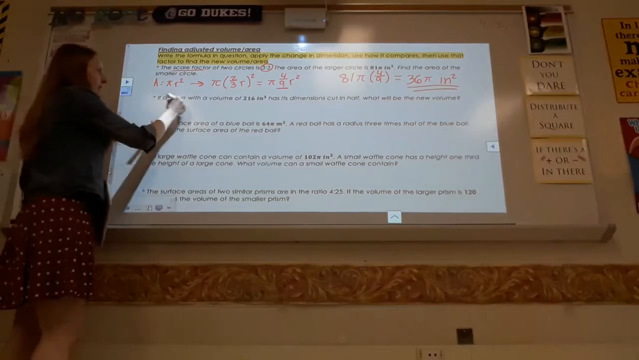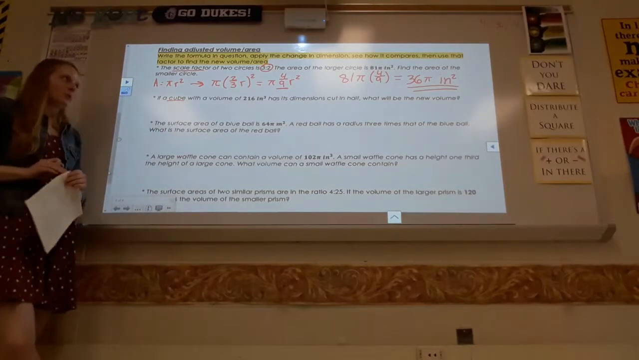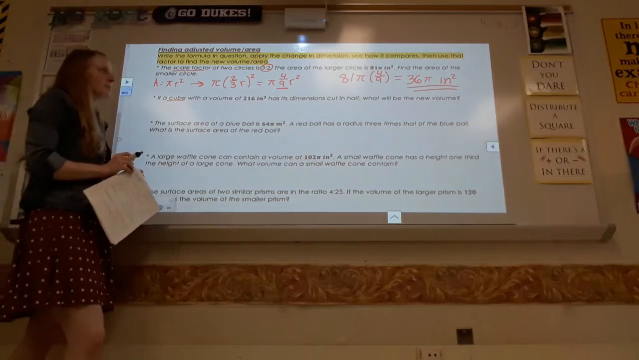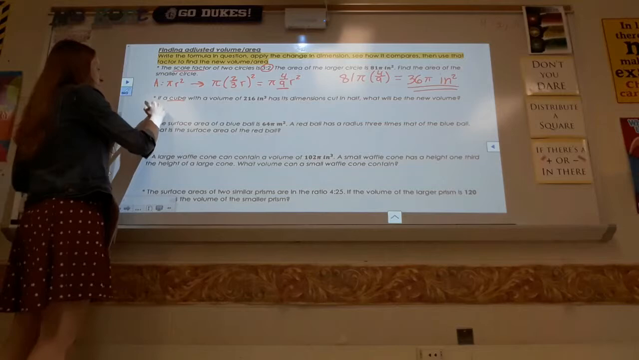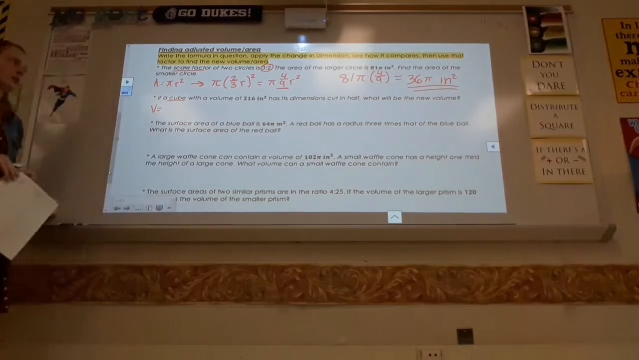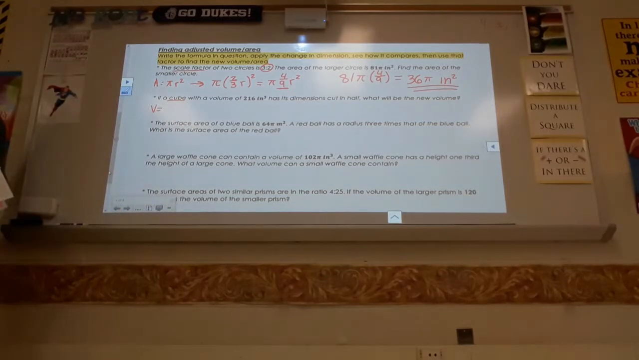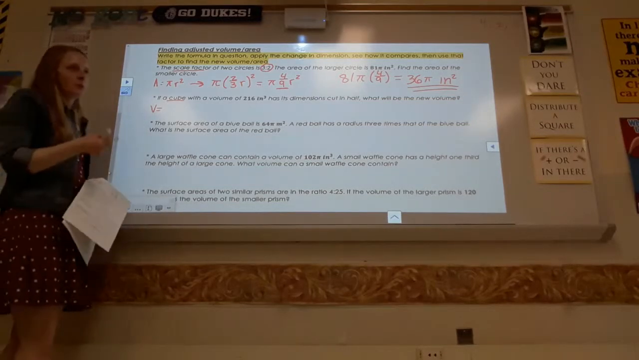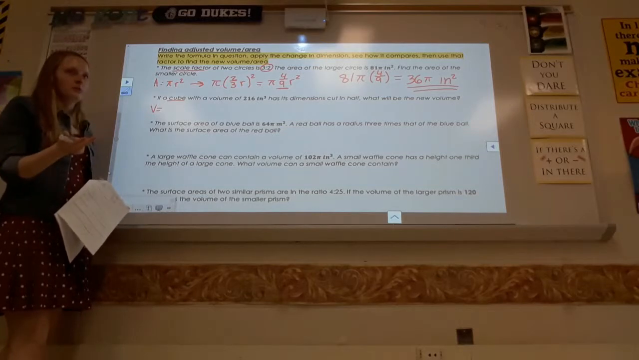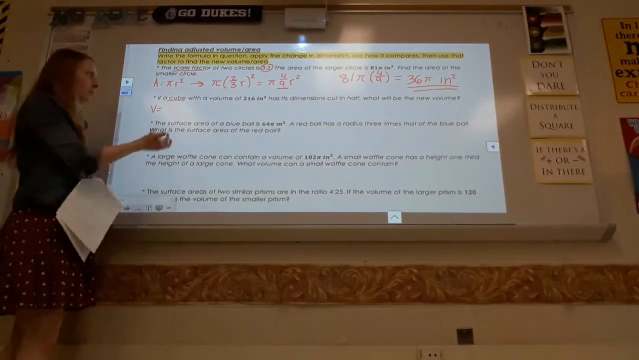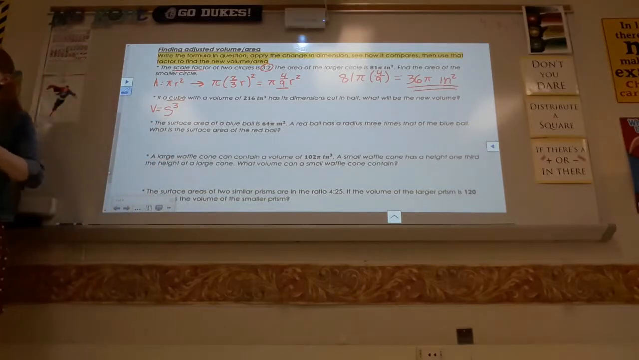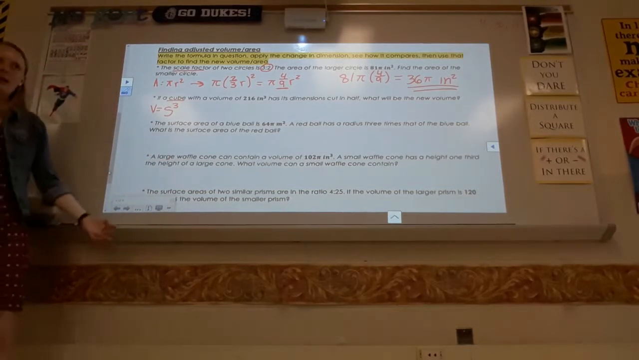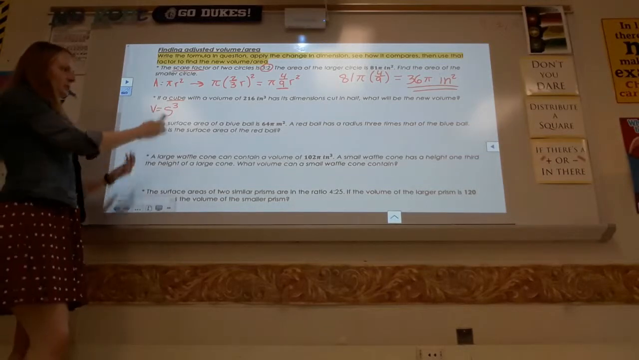All right, this next one: a cube with a volume of 216 inches cubed has its dimensions cut in half. What will the new volume be? So let's write the formula. Always start with the formula, that's your foundation. This is a cube, which is technically a rectangular prism, but all the sides are the same. For a rectangular prism, the volume would be length times width times height, but they're all the same. So I'm just going to call it S for side, S times S times S, S cubed.